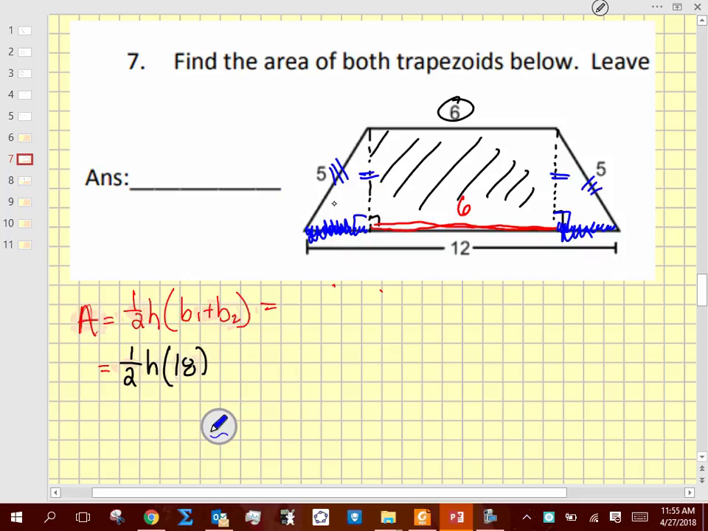So that is indeed 3. So then, if that's 3 and that's 5, what's the... Yep, it's got to be 4. That's the third component of that Pythagorean triple, right? Or just use the Pythagorean theorem to generate that. So h is 4. So I have 1/2 times 4 times 18, which ends up giving me 36. We're good with that? And the next one was a doozy, right?